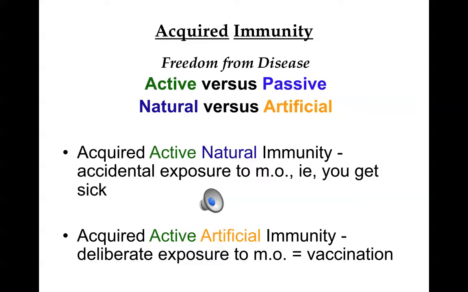Active acquired artificial immunity. Active, again, your body made the immune factors. Artificial means we've deliberately introduced a pathogen or part of a pathogen into you. So we deliberately exposed you to some piece or portion or a whole microorganism. In other words, you are immunized, or also called vaccinated. So active natural, you get sick. Active artificial, you got an immunization.